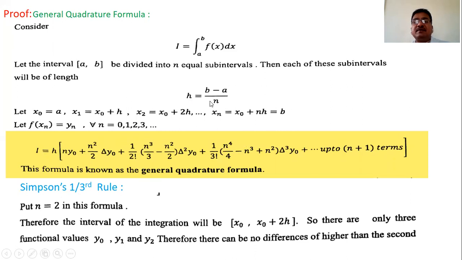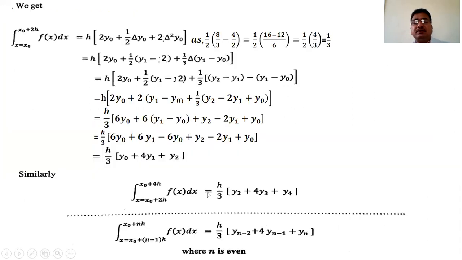But when n is an even number, in the previous rule there is no condition on this n, but in this rule the condition is that n is even. So take n as an even number, that is, we take sub intervals even in number. If you have to apply Simpson's 1/3 rule, then divide the interval into an even number of sub intervals, and then the integration over the last two sub intervals.